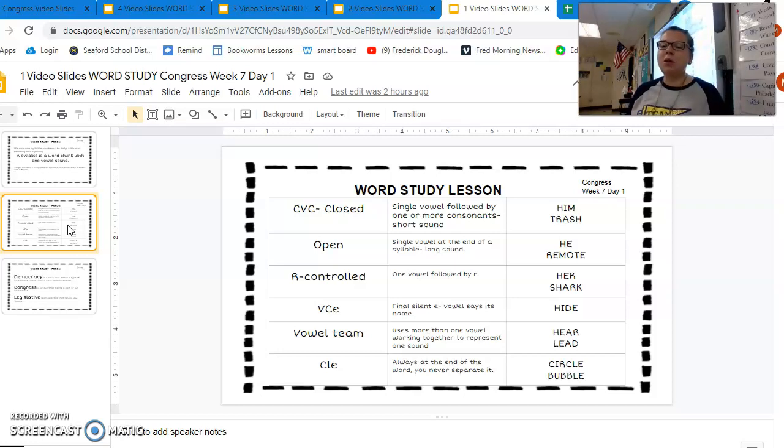Vowel teams is the one where we have two vowels working together and they make one sound, they represent one sound. And then we have CLE, consonant LE, like in the word circle and bubble. And CLE is always at the end of the word.